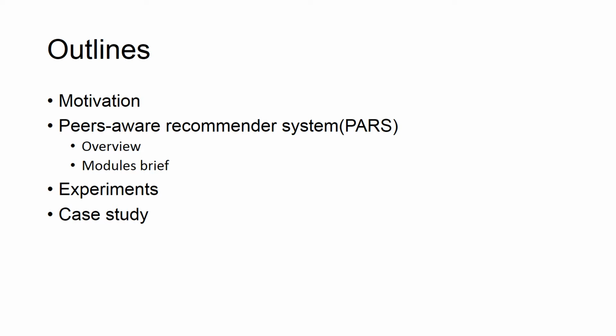Here is the outline of this talk. We first introduce the motivation of this work. Then I will give some basic information of our peer-aware recommendation system. I will talk about the overview of the design and give more details about different modules. We also provide some experiments and a case study to quantify the performance of our approach.